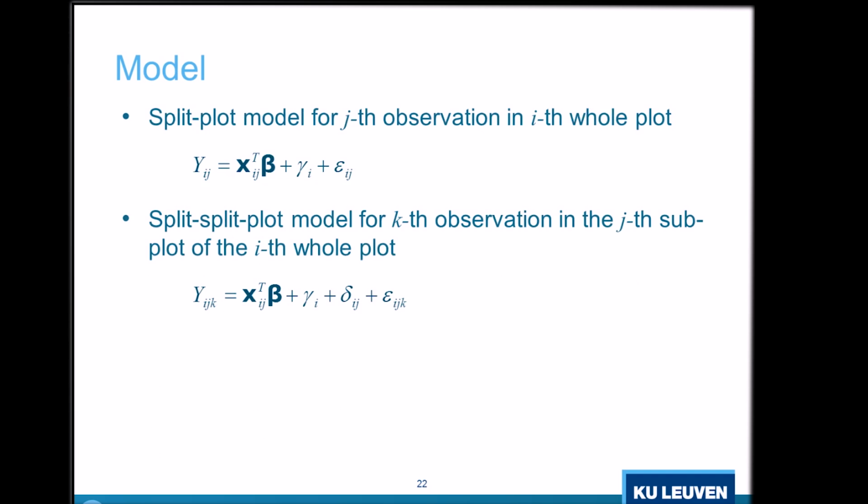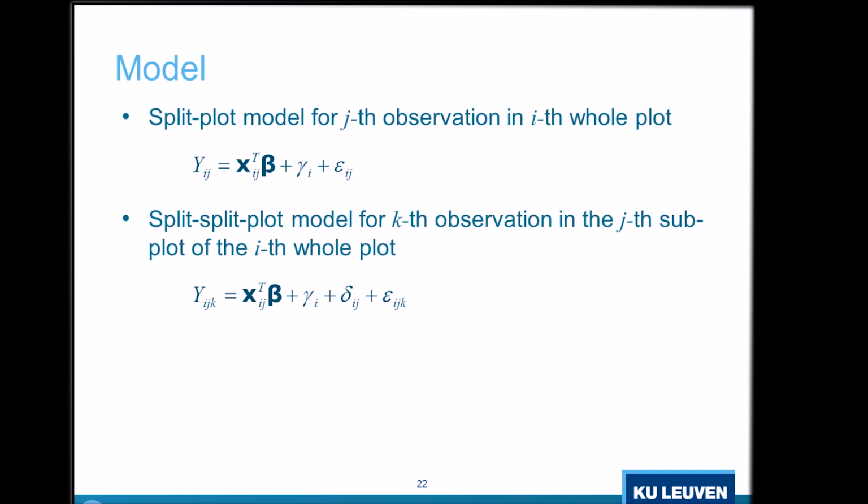On slide 22, you can see some more mathematical detail. On that slide, you can see the models for individual observations in a split-plot experiment and in a split-split-plot experiment. The first equation you see is for the jth response within the ith whole plot of a split-plot experiment. And the second model on the slide is for the kth response in the jth subplot of the ith whole plot of a split-split-plot experiment.